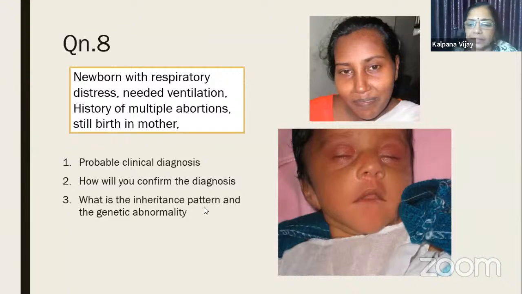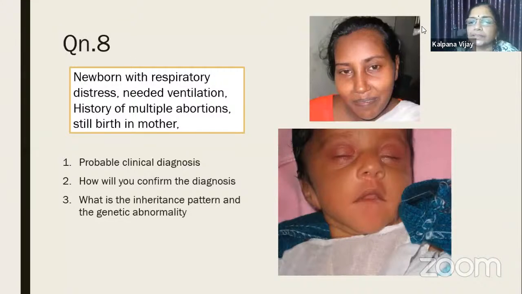And the inheritance pattern is actually CTG repeats. It's a trinucleotide repeat disease. It is transmitted by what is the Mendelian inheritance? Imprinting or anticipation can occur, but what is the Mendelian pattern of inheritance? It is an autosomal dominant condition.